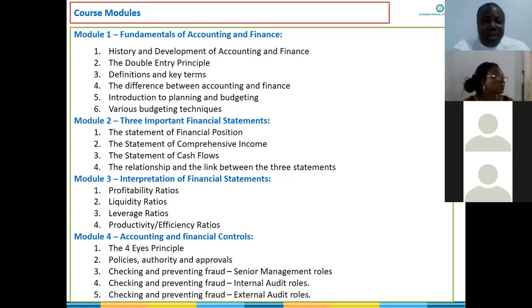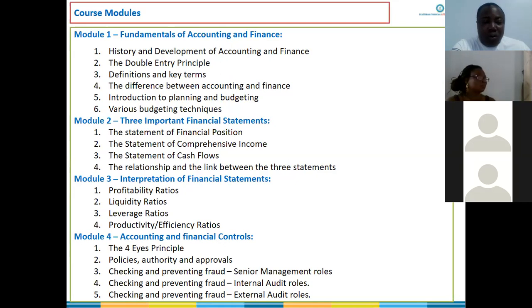Then tomorrow, which is module 2, we shall look at the 3 important financial statements, which will be the statement of financial position, the statement of comprehensive income, the statement of cash flows, then the relationship between the 3 accounts. Then module 3 is going to be the interpretation of financial statements. We shall look at the profitability ratios, the liquidity ratios, leverage ratios, and then productivity or efficiency ratios. That will be on the 3rd day.